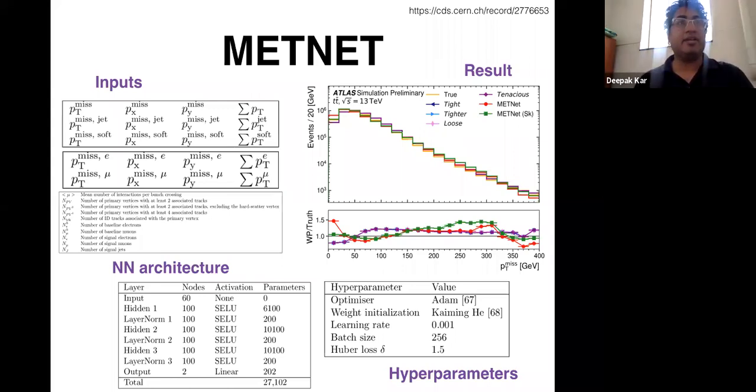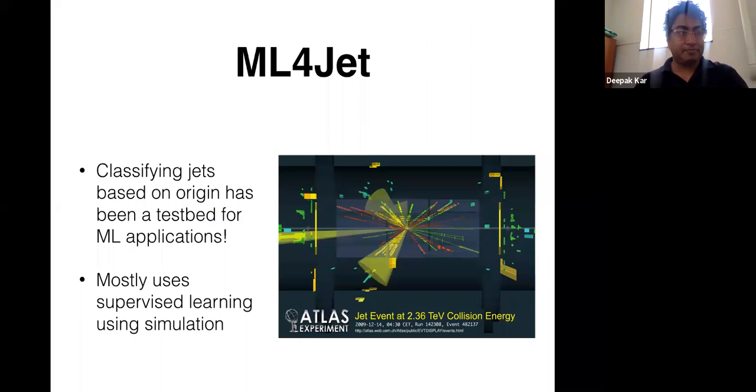Like you decide on some working points depending on the signal to background ratio. Here, the signal being the real MET, the background being the fake MET. Now, one of the things I'm really interested in is jets, and ML for JETS is also the name of a conference which started the last couple of years. So it's machine learning for jets.